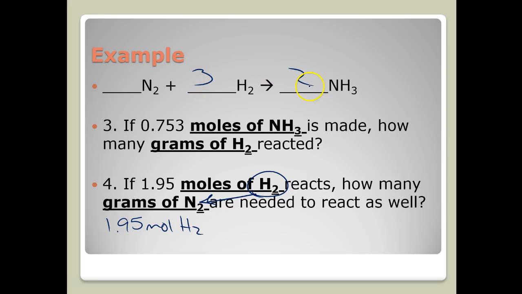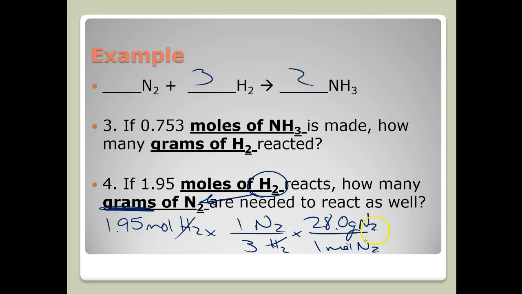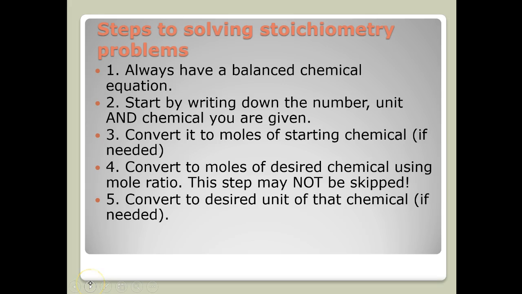This is a 3 and a 2. So hydrogen on the bottom, nitrogen on top, put a 3 and a 1. Hydrogens are gone. But I want grams, which means I need to take this one more step. 1 mole of nitrogen is 28 grams of nitrogen. And so the moles end up canceling out, and I end up getting grams. So 1.95 divided by 3 times 28, I got 18.2 grams. So pay attention to units. That's the biggest thing you can do.